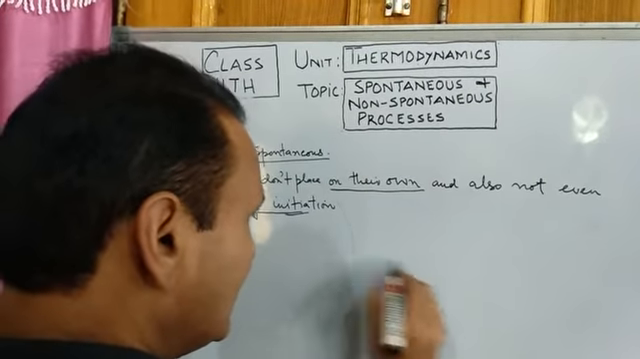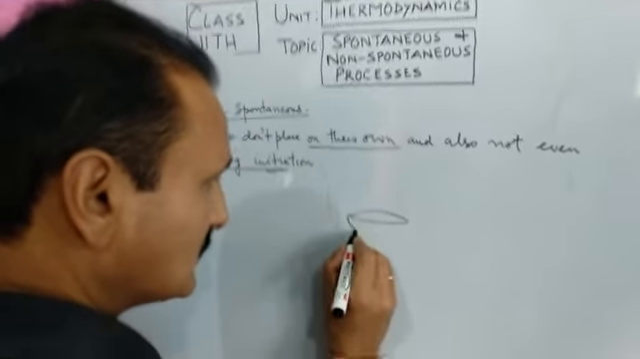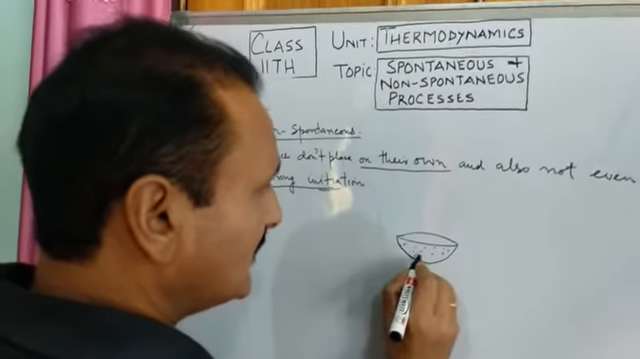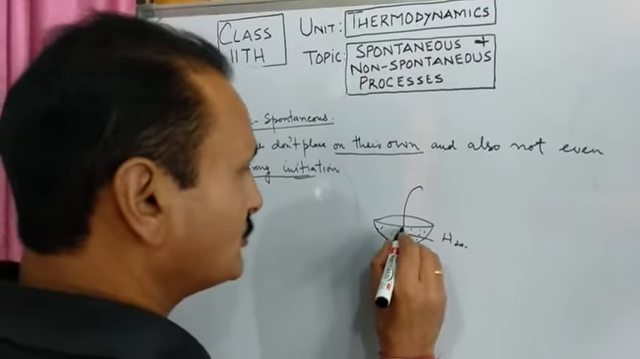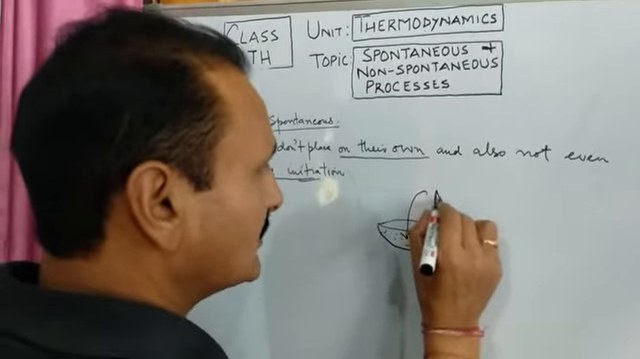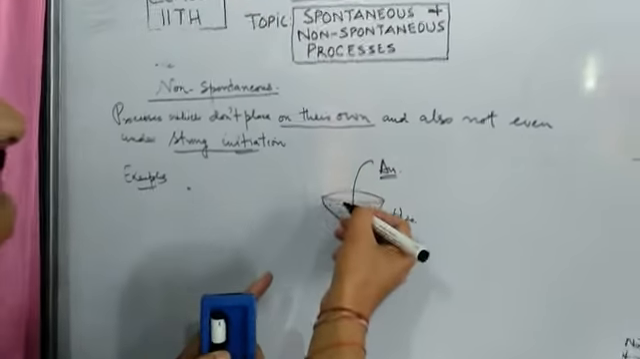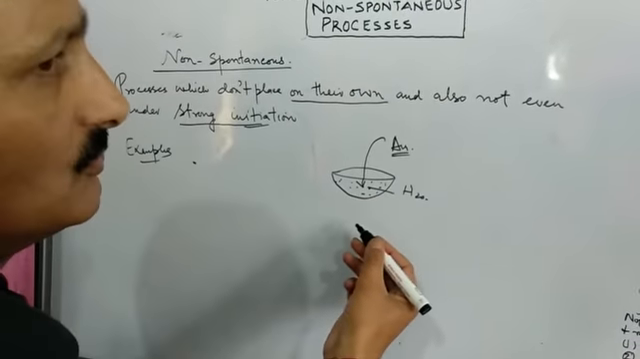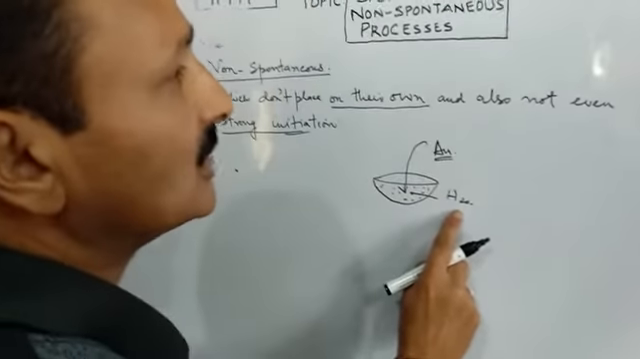Suppose we take a container. Suppose this is a container. We have kept water in this container. This is water here. And let me try to dissolve gold in it. This is gold, Au. So when we try to dissolve gold in water, it does not dissolve. We observe that gold does not dissolve in water.